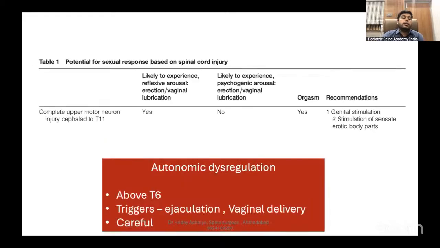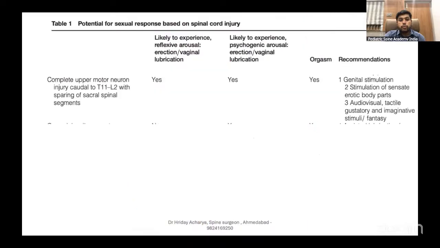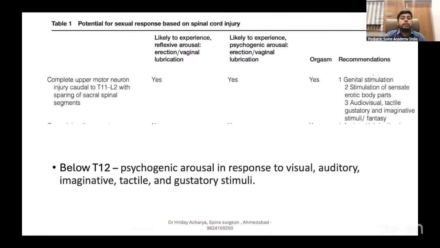So any injury above T6, there are very high chances of autonomic dysregulation. So ejaculation will trigger the vagal tone and thereby cause hypertension and autonomic dysregulation. So they have to be very careful. For any injury below T12, psychological arousal is possible through visual, auditory, or imagination stimuli. And T11 to L3 injury will cause a retrograde ejaculation.